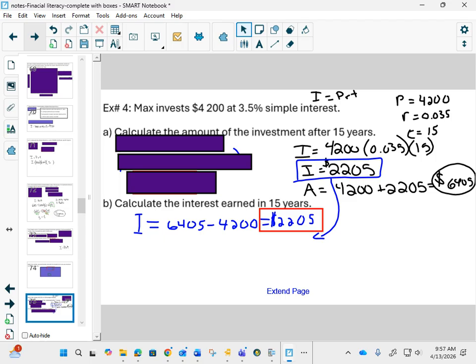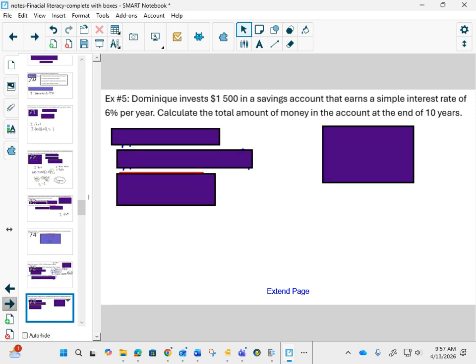Okay, so this next one, I'm gonna give you a head start. You're gonna try example 5 on your own. Dominique invests 1,500 into a savings account.